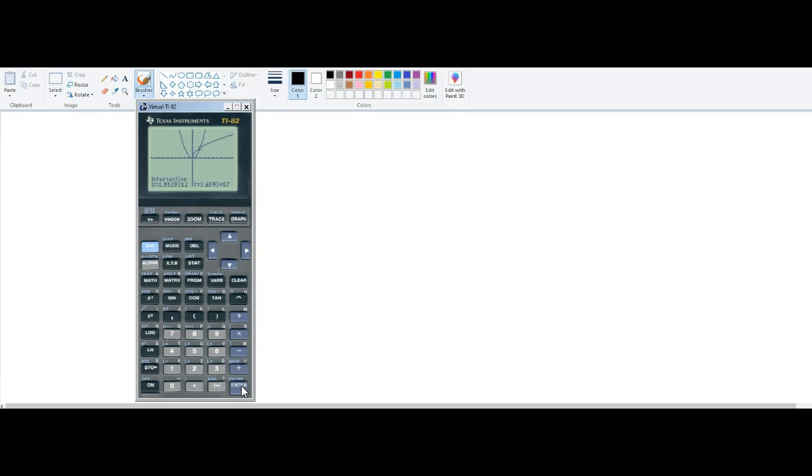And it found one at 1.913, and 3.663659. Okay, so that worked. Now I got to find the other one.